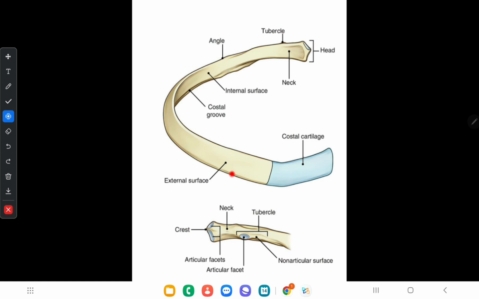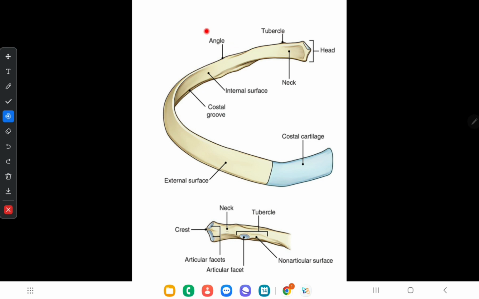Then the inferior border of the shaft contains a costal groove. Here you can see a costal groove. This costal groove accommodates the neurovascular bundle, that means the intercostal vein, intercostal artery and intercostal nerve.